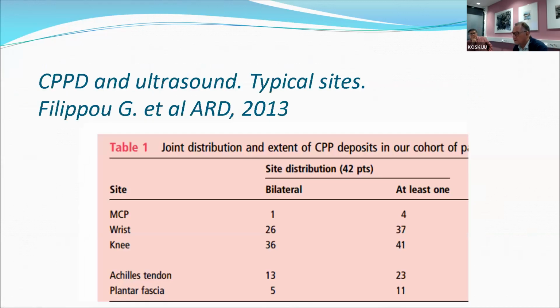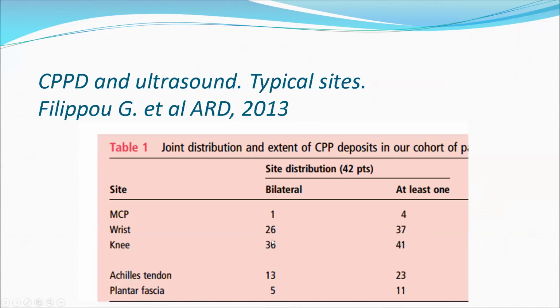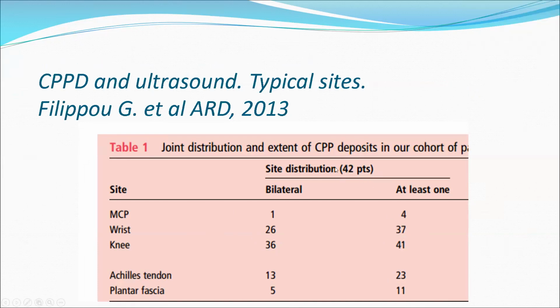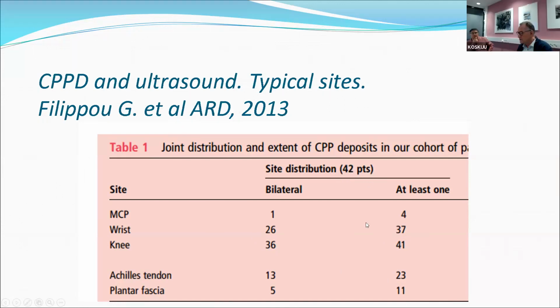Where can you find CPPD with ultrasound? There are typical sites, according to Filippo: the wrist and knee. We just had several examples of that. He looked at 42 patients and found the wrist and knee were the most important joints, and also the Achilles tendon and plantar fascia, where CPPD was found.